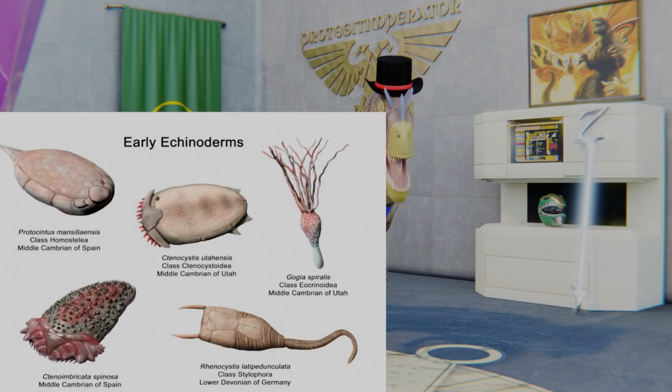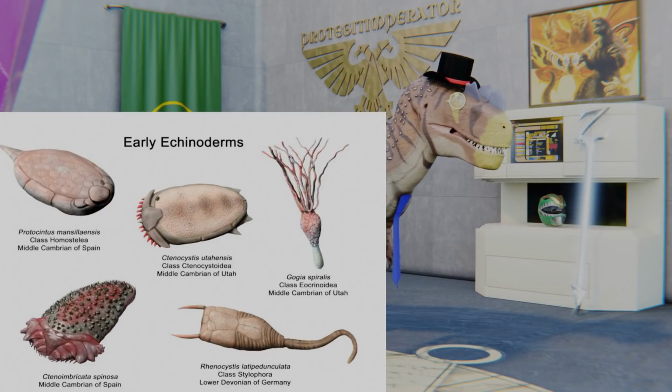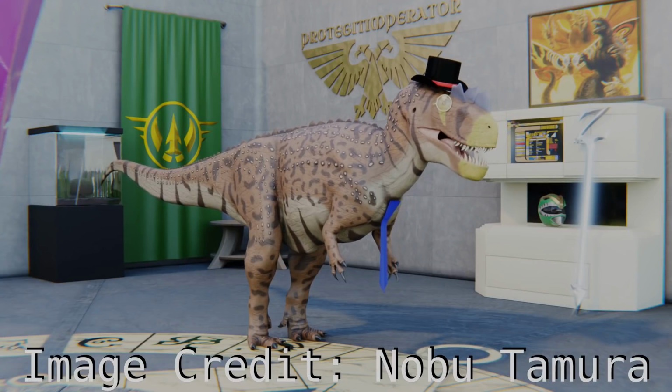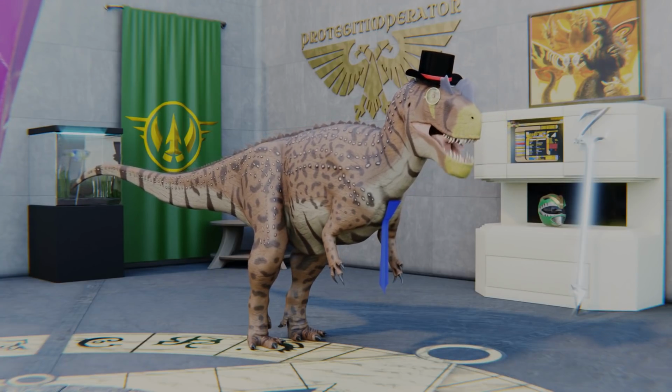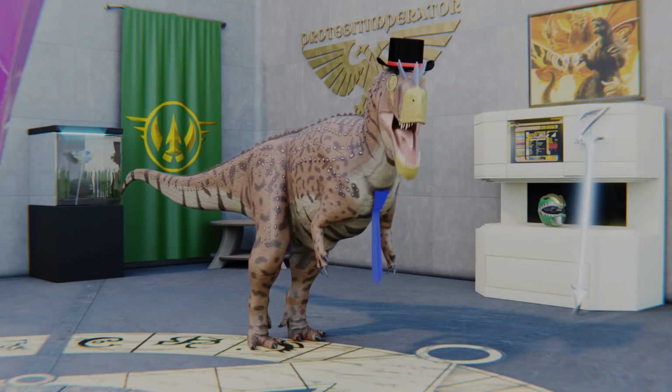Animals such as Protoctinus mensellianus, Tenocytus utaensis, and Tenoimbricata spinosa. Probably mangled some of those. But they're all from the Cambrian. Weird how the exact morphological intermediates expected if evolution were true is exactly what we find, even though Snelling said we shouldn't find them. Okay, let's look at the wasp.